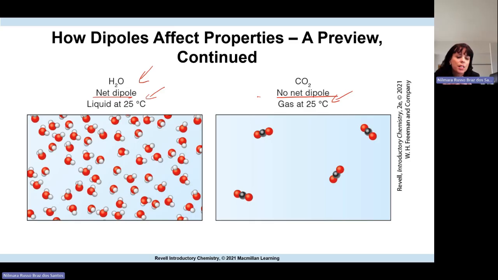Because the molecules in CO2 don't stick together as tightly as water molecules do. So in the chapters ahead, we'll explore these ideas in much more detail and see how shape and polarity determine how molecules interact with their surroundings. So that's it.